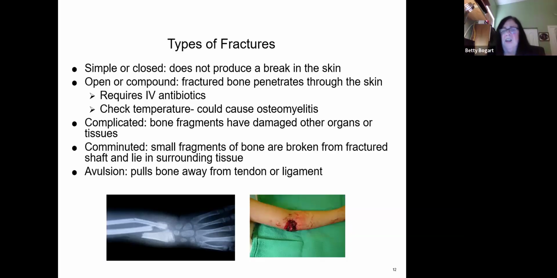And then something called an avulsion. The bone and the tendons rip from each other. So now it's this swelling, it's this pain, and it's really, really painful. That's called an avulsion.